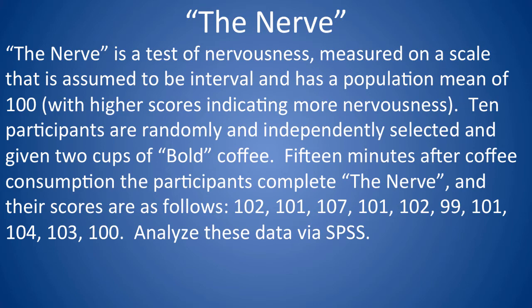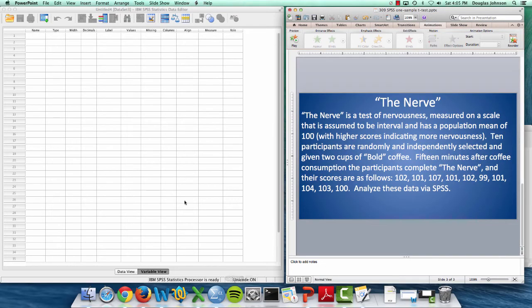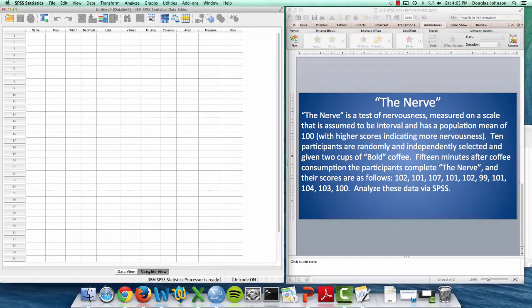To run these data through SPSS, we'll need to open up a data file and go over to variable view and create a name for our dependent variable. Here I'm just going to call it nerve. I'm going to move over. I'm going to set my decimals to 0 since my dependent measure here seems to be measured in whole units. I'm going to give this a slightly longer label.